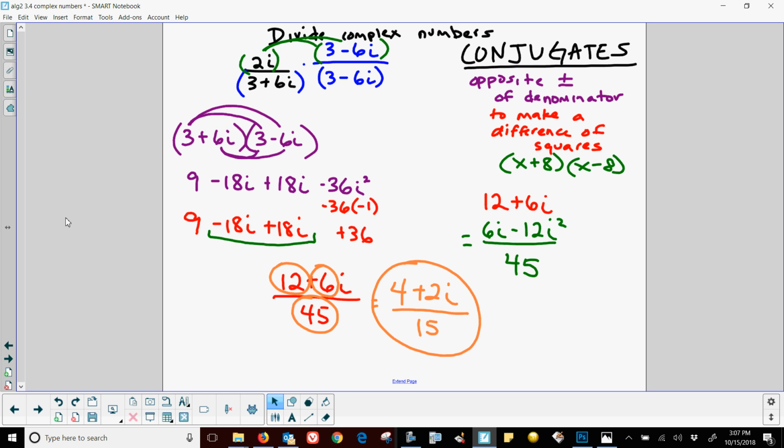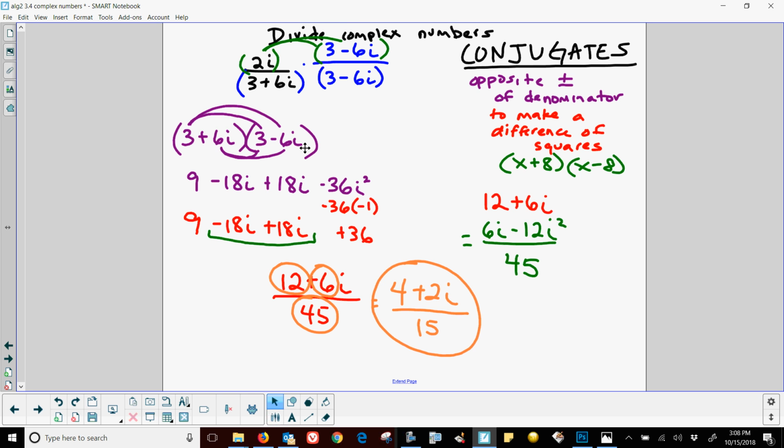And conjugate's got a fancy name, but I told them, look at the denominator, and you can use the opposite plus or minus sign. You don't want to change anything else. You don't want to make this negative 3 or anything like that. So I said we've got 3 plus 6i on bottom, so I need 3 minus 6i on bottom. In order to not change anything, top and bottom have to be the same, because that's just multiplying by 1.